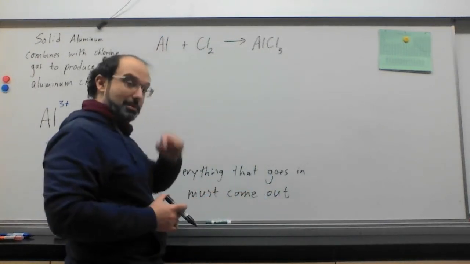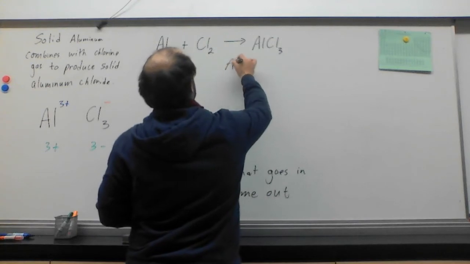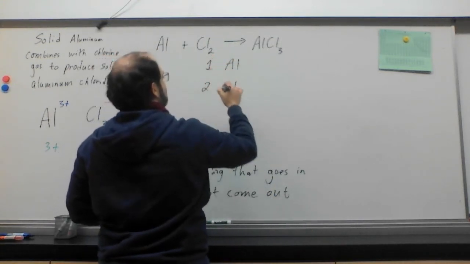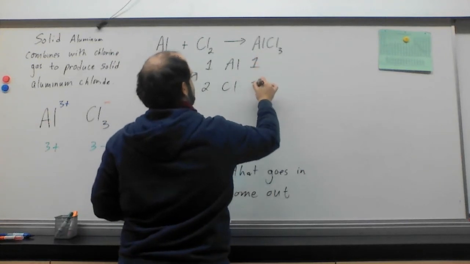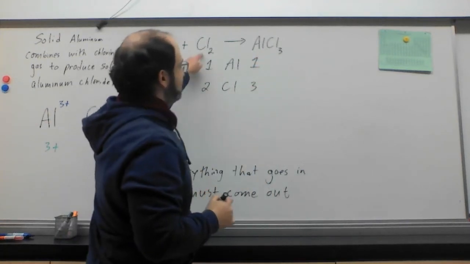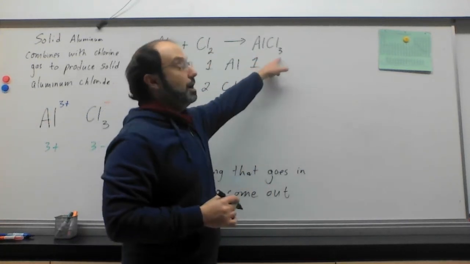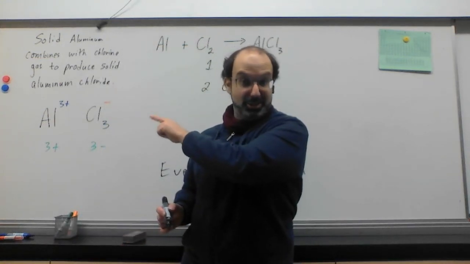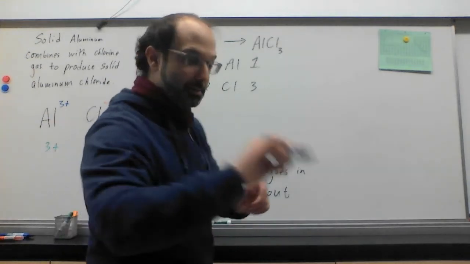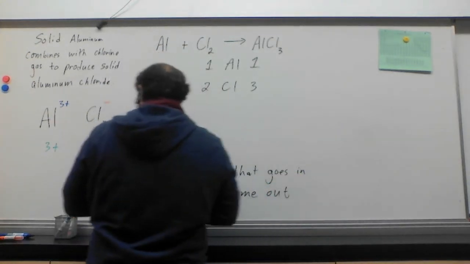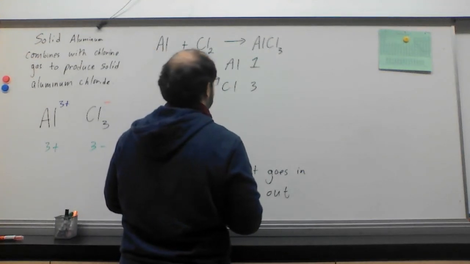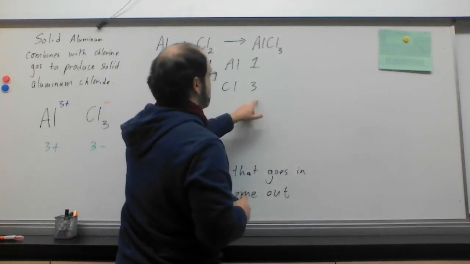Okay, chemical inventory time. Aluminum, chlorine. I have 1 on this side, 2 on that side. I have 1 on this side, 3 on that side. Now remember, this is a 2 because it's a diatomic gas. This is not a 2 because that's not what the ionic bonding says we should get. The black marker goes away now. This part is all fixed. Now we have to work with what we have. This is a 2, this is a 3.